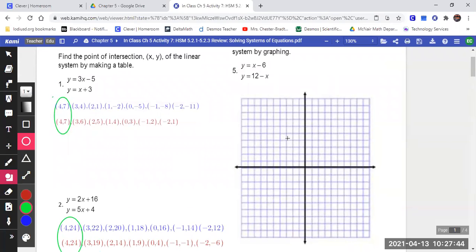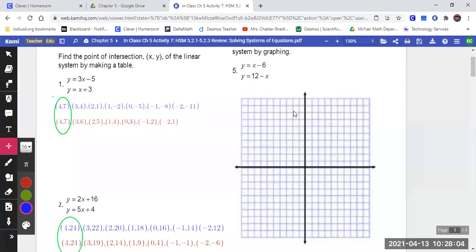In order to graph, we need to go ahead. And we're going to use our shortcut trick to graph. Are both of the equations in the right format? Are both of the equations in the right format for number 5? No. Which one's not in the right format?